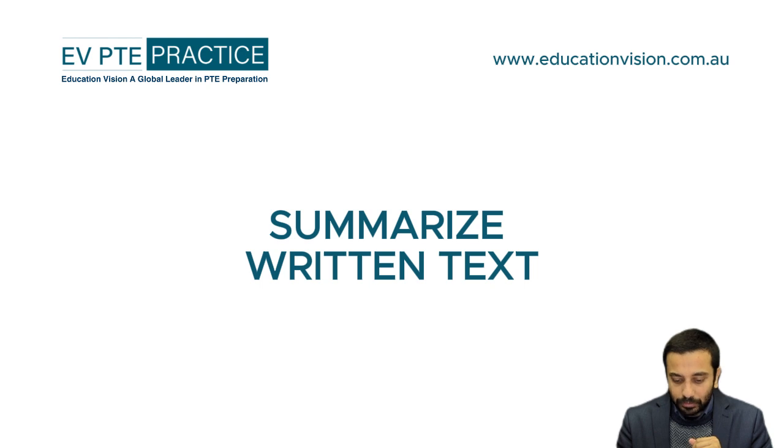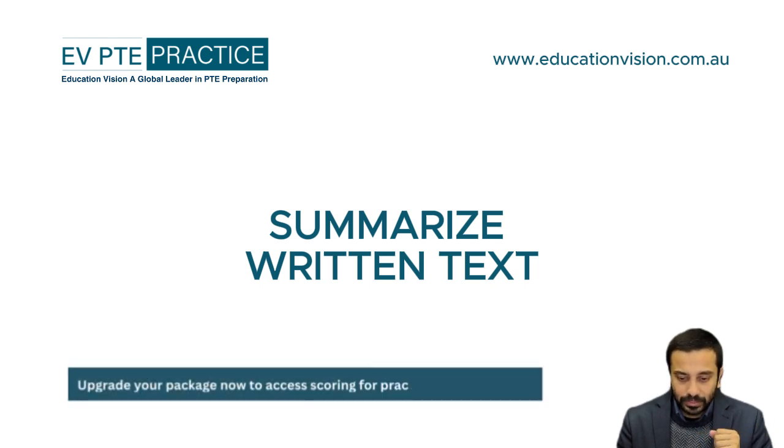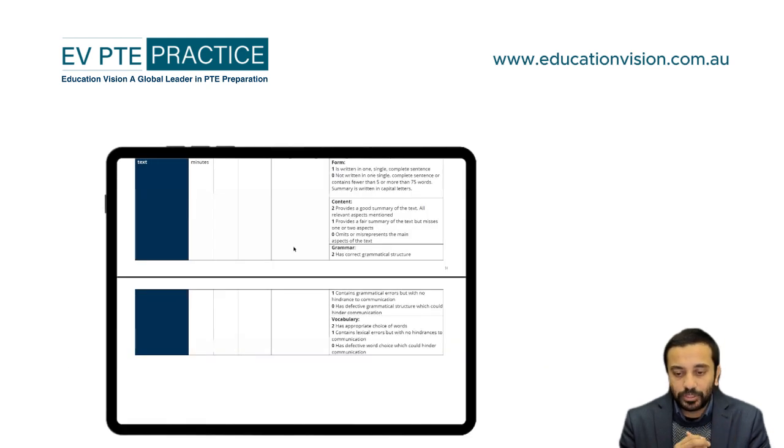So before we go into any further details, let us have a look at the scoring guide of Pearson. What does Pearson say about this specific task and its scoring? Summarize written text is, as I said, the first part of your writing section. And there are several components which are marking it.